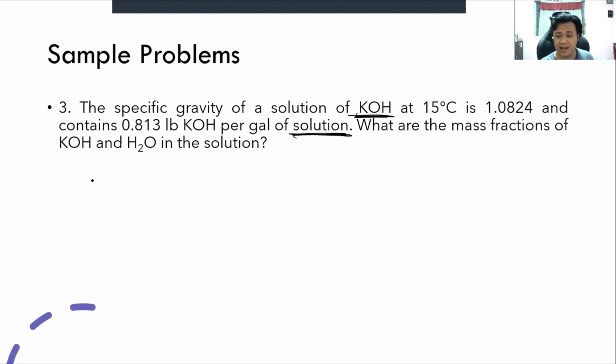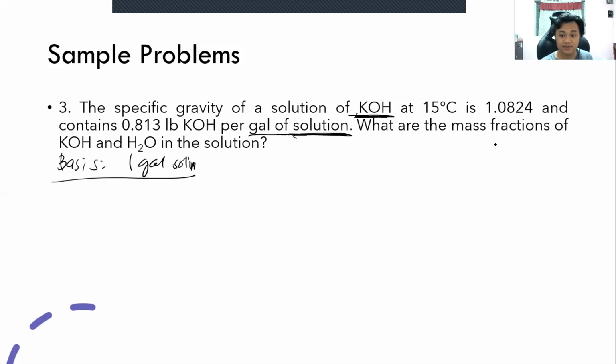So we will have to think of it in mass basis. Or we could also use the volume basis, right? So we have the per gallon of solution. So why not use it so that our calculations will be easier. So we will use 1 gallon of solution. Okay, that's what we will be using.